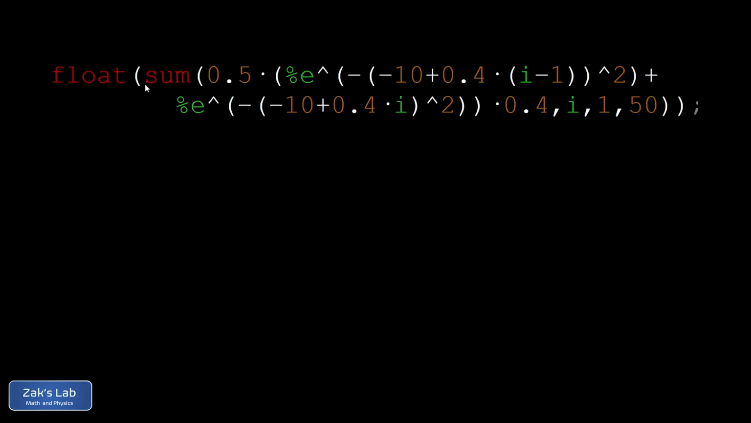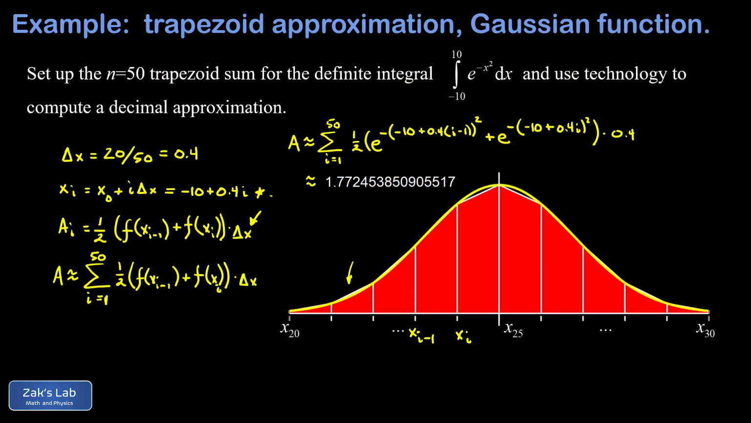What we've done here is input the summation notation. So our sigma notation just turns into sum, and then we put in our 0.5, and then we have our first exponential term in here. That's the one evaluated at I minus 1. We add in the second exponential term. That's the one evaluated at I. There's our subinterval width, 0.4, and then we add all these up as I goes from 1 to 50. Finally, this whole thing is wrapped in the float command, which forces a floating point decimal approximation. And we hit Shift Enter to execute. And we get an approximate value of 1.772 and so on for this area. Okay, so there's the approximate value of our trapezoid sum.